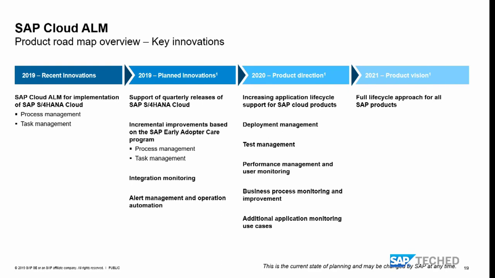And our overall goal is that we provide a harmonized implementation and operation experience for all cloud products in the intelligence suite. And for sure, in a final stage we want to support the full life cycle for all SAP products. We follow a cloud-first approach, but for sure we want to support hybrid landscapes as well. And with that, we are through for today, and we can open the Q&A session.